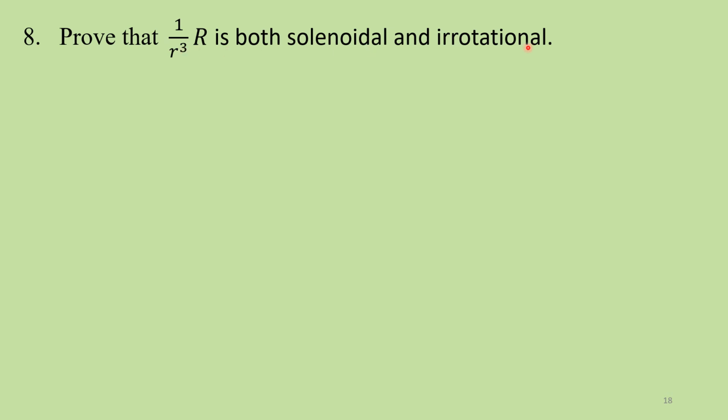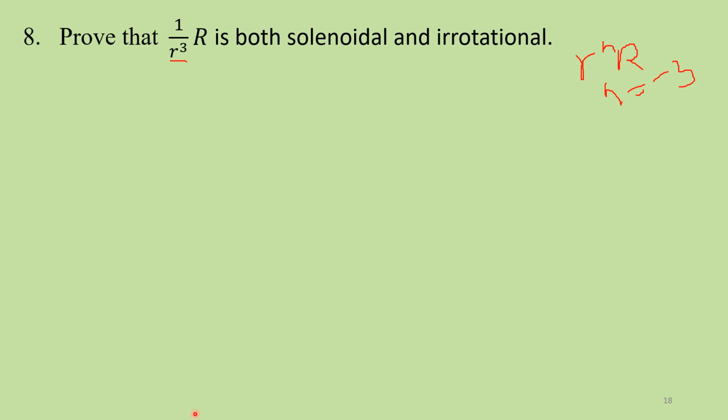So student, question number 8: prove that (1/r^3) r is both solenoidal and irrotational. Just now we have taken r^n times vector r. For what value of n is this both solenoidal and irrotational? We got n equal to minus 3. If I substitute n equal to minus 3, r^-3 means 1/r^3. So it is the same problem. Sometimes they can ask this way also.